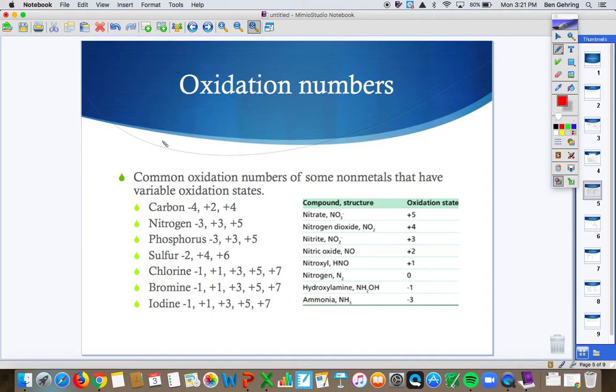Okay, some nonmetals have different oxidation states. Some elements have variable oxidation states. Carbon can be negative 4, positive 2, positive 4. Nitrogen, negative 3, positive 5. Phosphorus, same thing. Sulfur, negative 2, positive 4, positive 6. Chlorine has a whole slew of oxidation numbers. Same with bromine and iodine. The most common for these is actually positive 5, which doesn't make a whole lot of sense. But 5 is the most common, though the other ones are possible. And we'll look at that shortly.